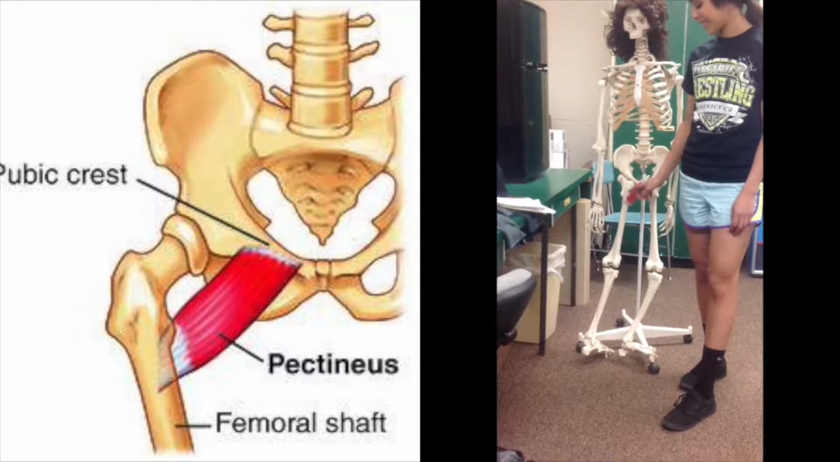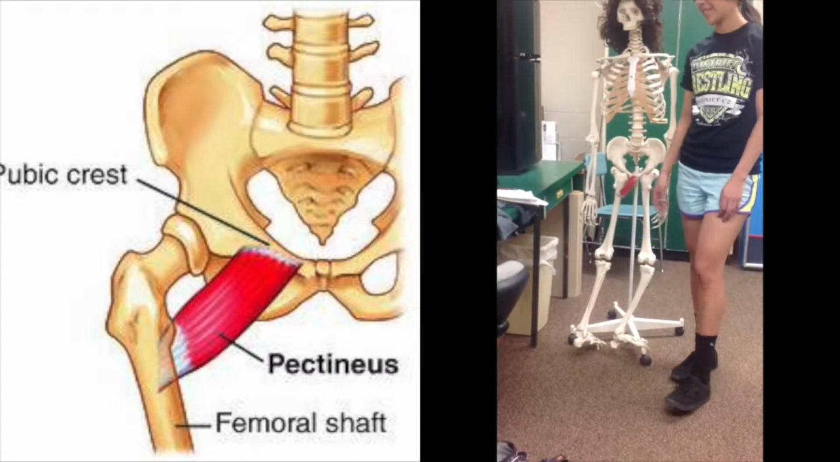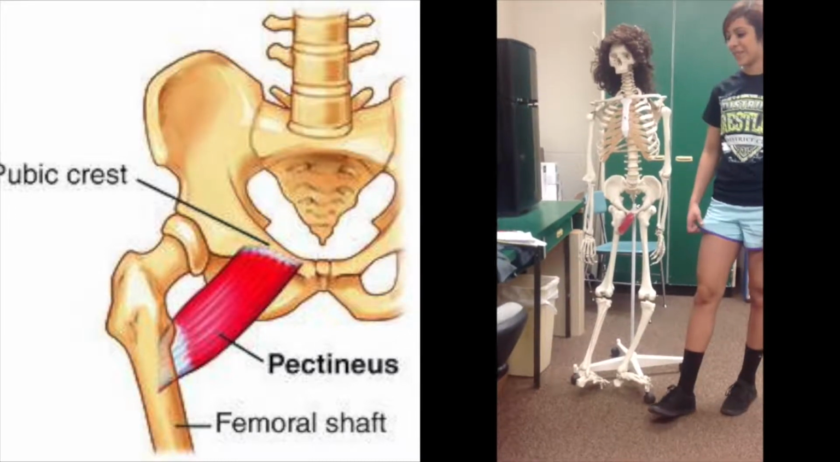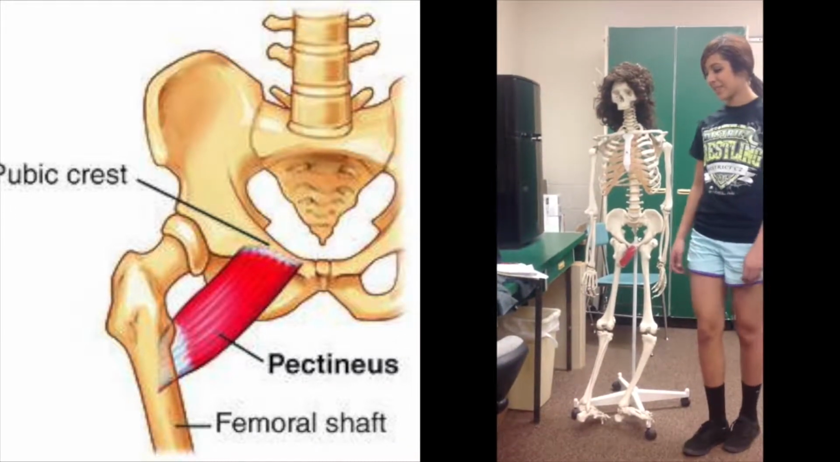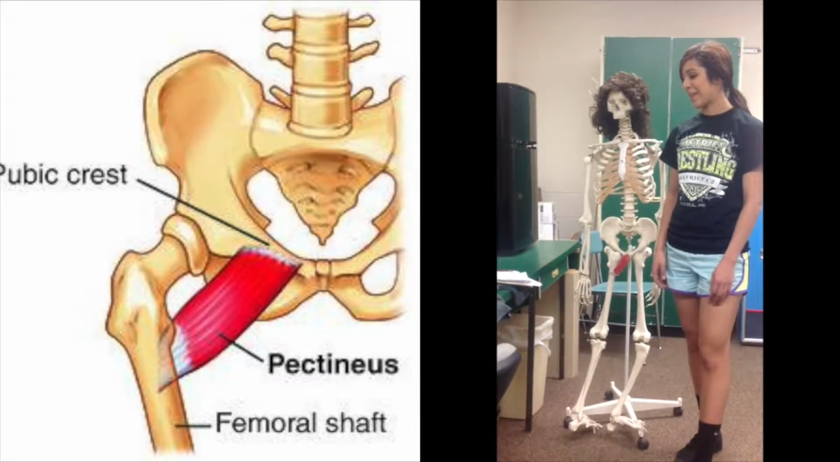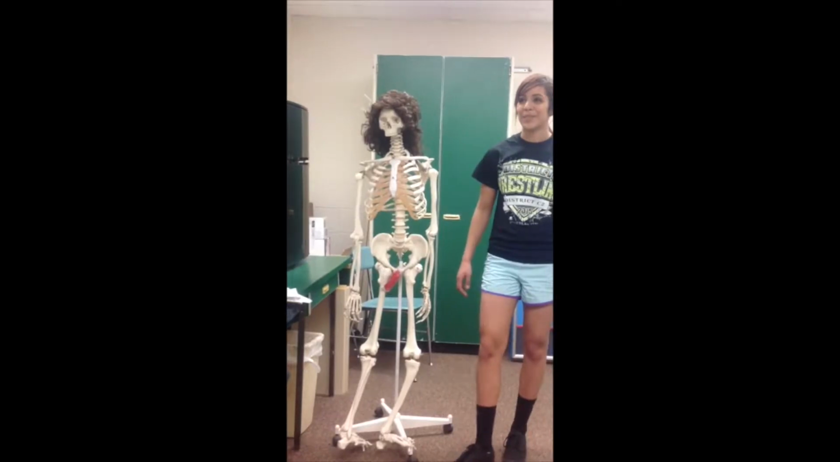Its origin is at the spine of the pubis. Its insertion is the femur distal to the lesser trochanter. And its action is to flex and abduct the thigh. And its antagonist is the gluteus maximus, which is your butt.